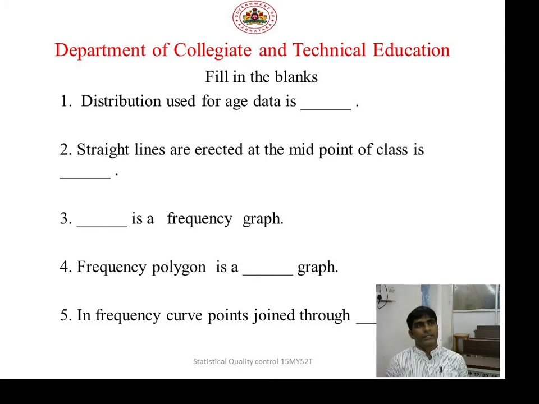Next question: straight lines erected at the midpoint of the class is called dash. So what do we call that type? The answer is the line diagram. So in a line diagram, we are erecting straight lines through the midpoint of the class. That type of graph we call a line diagram.